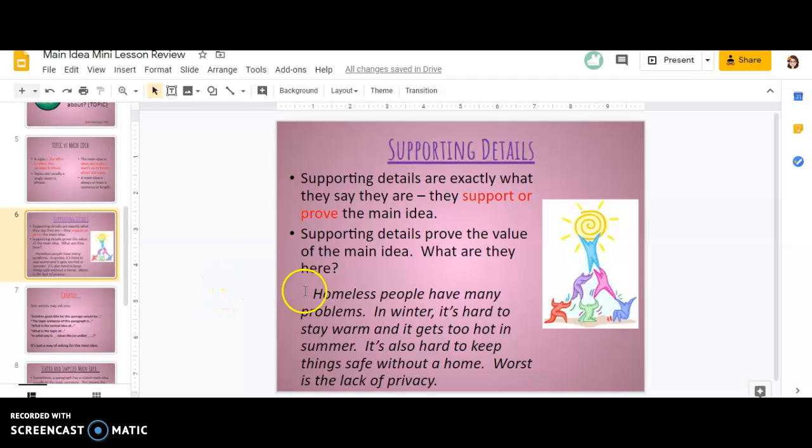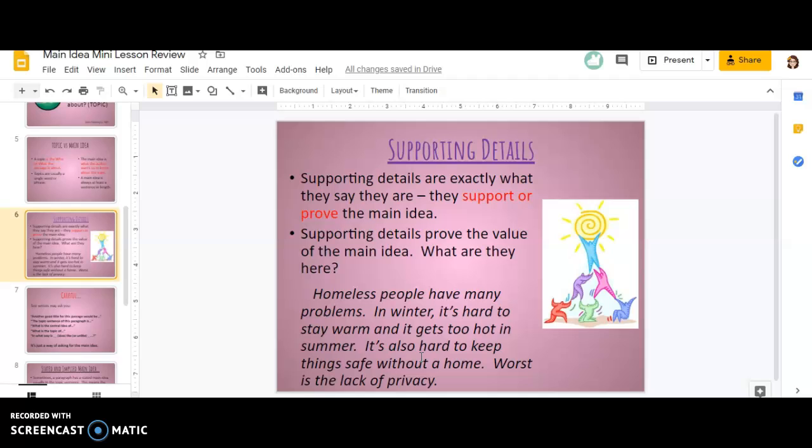So for example, homeless people have many problems. Well, this is a main idea, right? It's kind of non-specific. It could be the title of a text. And then, well, what details or evidence do we have that proves that homeless people are having problems? Well, in winter, it's hard to stay warm. It gets too hot in the summer, and they can suffer from heat stroke. And of course, it's hard to keep things safe without a home. It's easy to get robbed or attacked or assaulted if you don't have a home that you can lock, right?